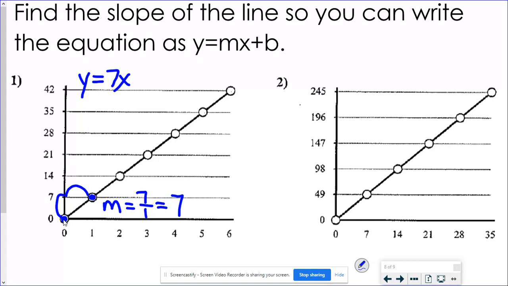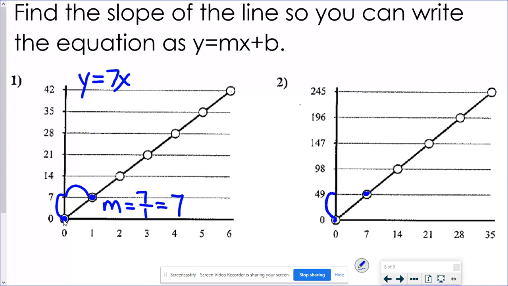Now, number 2, it's kind of nice. I kind of planned it this way to have these same problems, similar problems right here. The slope for this line to go from the origin to this point right here. By the way, you could go to any of the points. I just go to the first one because it's the smallest numbers possible.